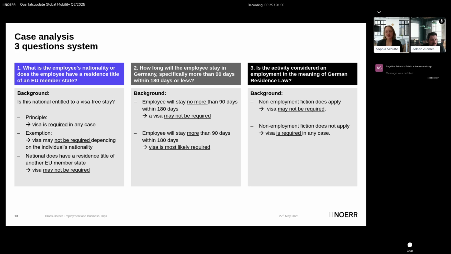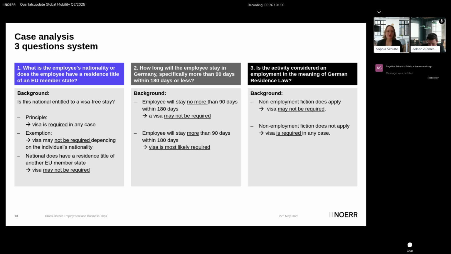But the next question, after we decided whether or not a visa is in principle necessary based on the nationality, is how long this employee is supposed to stay in Germany. Will he really stay no more than 90 days within this 180 days period? A visa may not be required, but if it's clear from the start that this employee will stay for more than 90 days within a 180 days period, then a visa is most likely required. If you have this case on your desk, this is the part where you need to really look into it, but in most cases it will be required here.